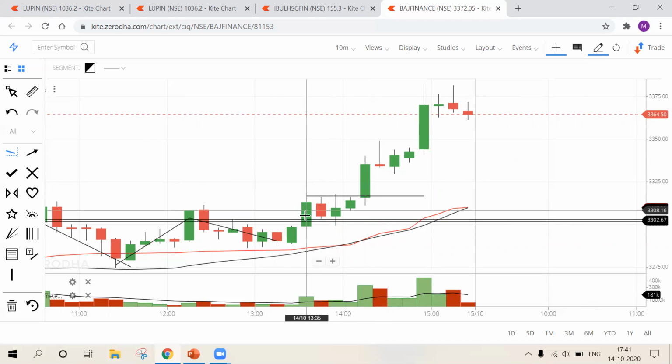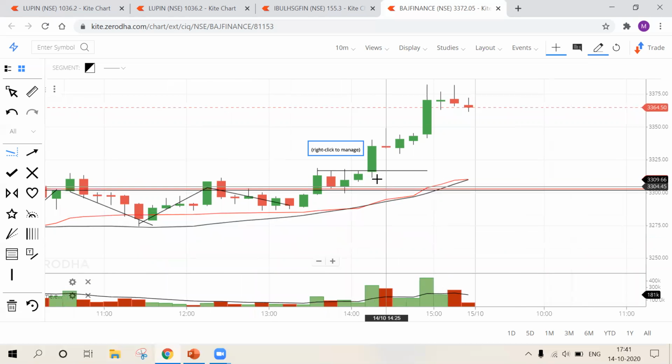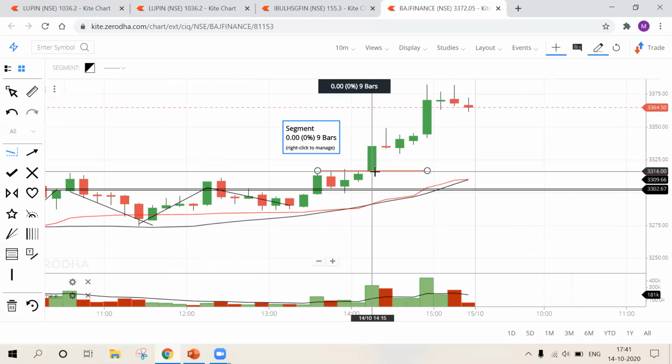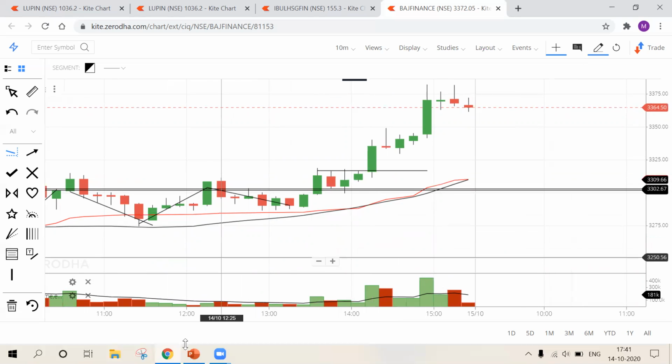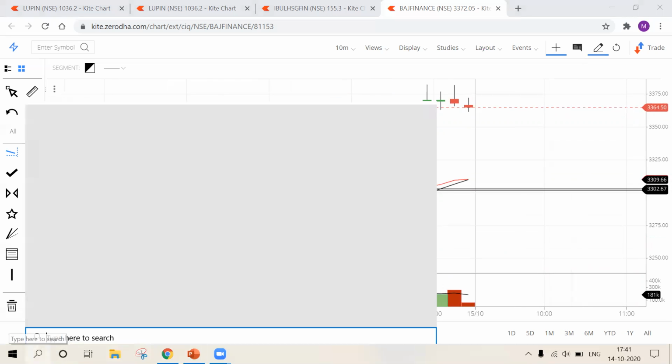Look at the breakout candle and the volume. More buyers came to break this level, so you can consider volumes good. So you're done with 5 confirmations and you will be entering here at 3316. Let's calculate our profits.